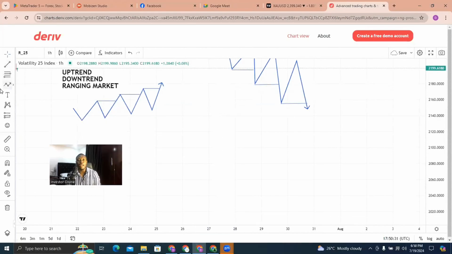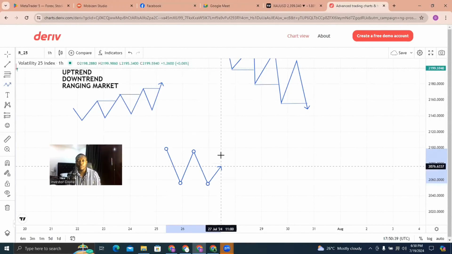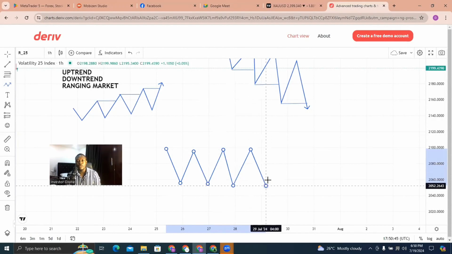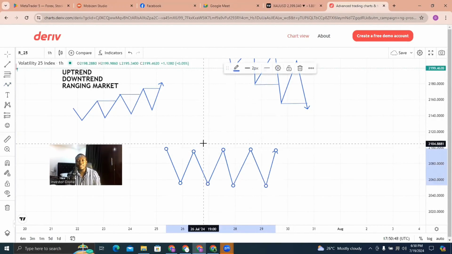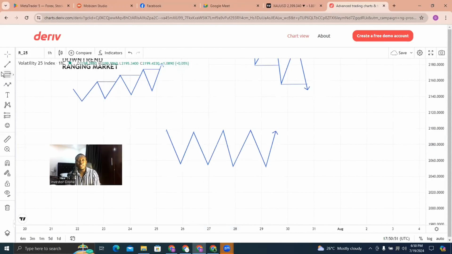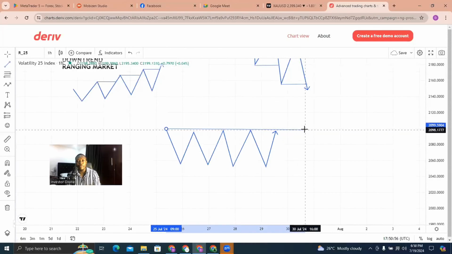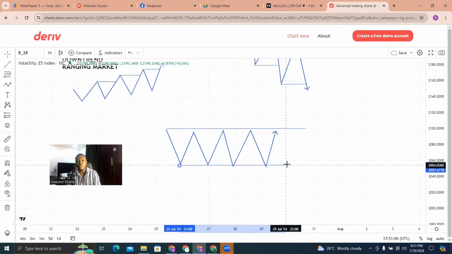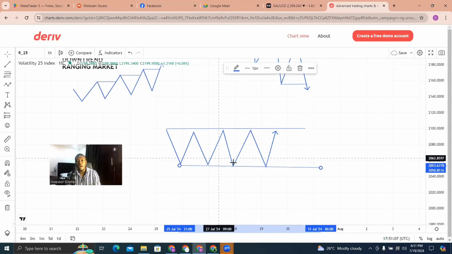Now, a ranging market will just be doing something like this. Now, if you look at this very well, you see that the market actually didn't take out any strong high, as well as the market did not take out any strong low. It's just ranging around the inside, in the middle.